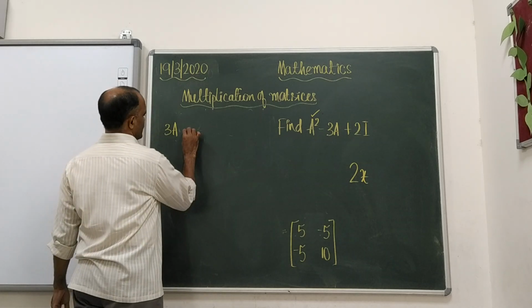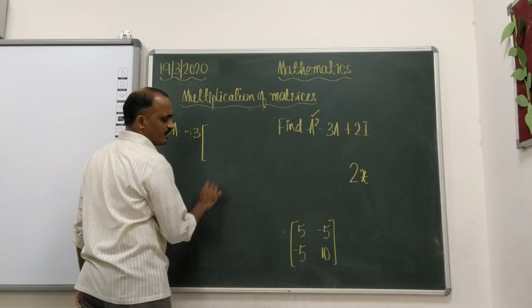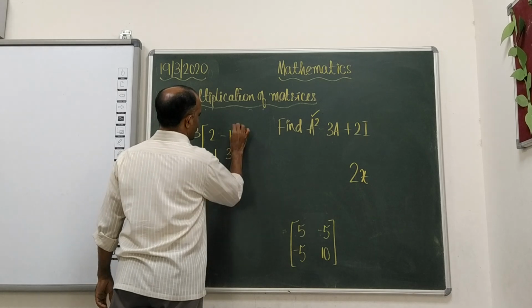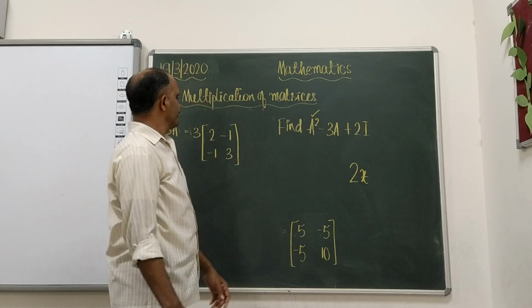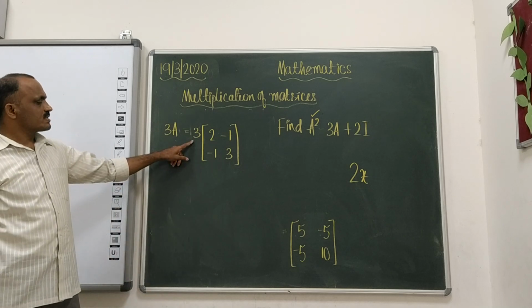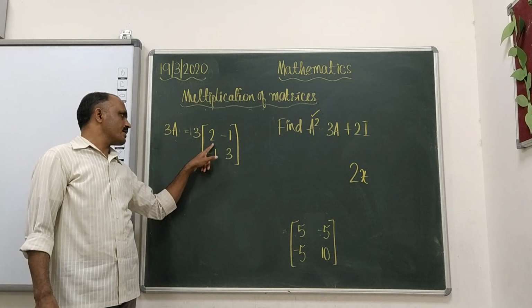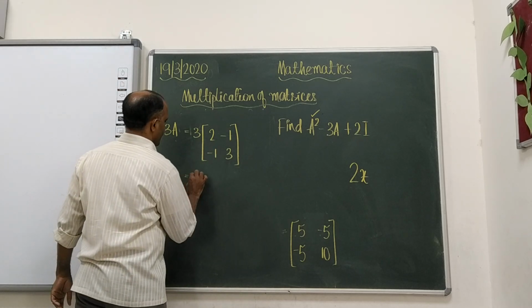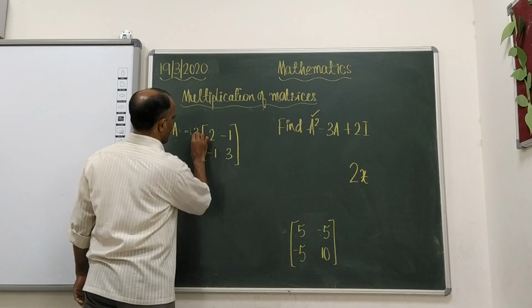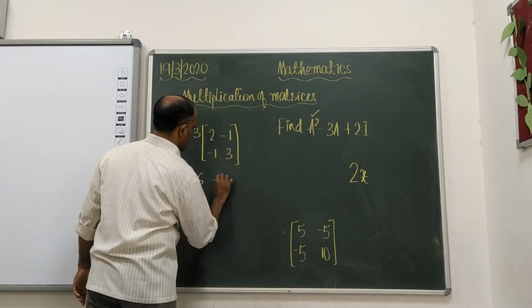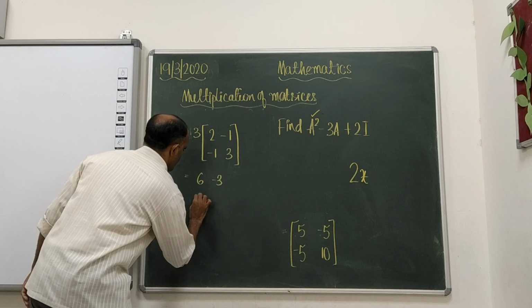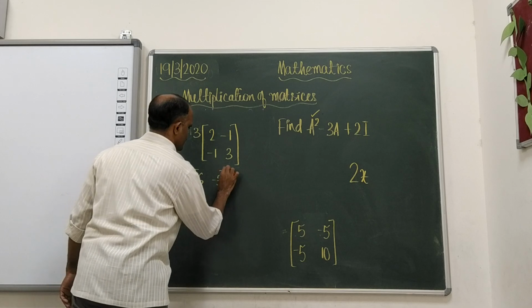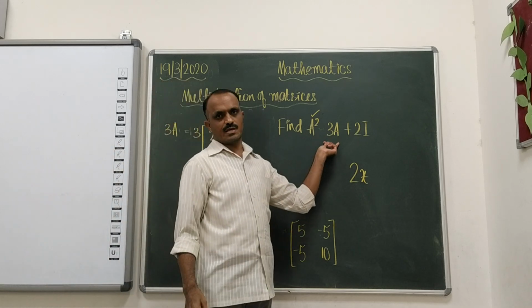Now we'll multiply this. 3A is 3 into our matrix A, which is 2, minus 1, and 3. So 3 into A means that each element of this matrix we are going to multiply by 3. On multiplying, we'll get 3 twos are 6, then 3 into minus 1 is minus 3, then 3 into minus 1 is minus 3, then 3 into 3 is 9.